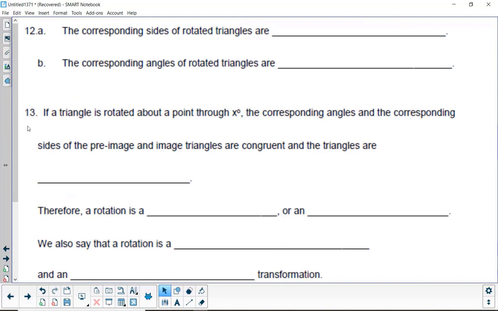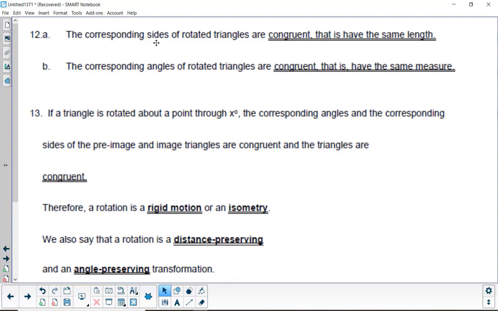And finally, the last two questions. Just go ahead and look at the answers here. Corresponding sides of rotated triangles are congruent, that is, they have the same length. Corresponding angles of rotated triangles are congruent, that is, they have the same measure. And if you rotate a triangle about a point through any angle degrees, the triangles are congruent. Therefore, rotation is a rigid motion, also called an isometry. It is a distance-preserving and an angle-preserving transformation. That concludes rotations.